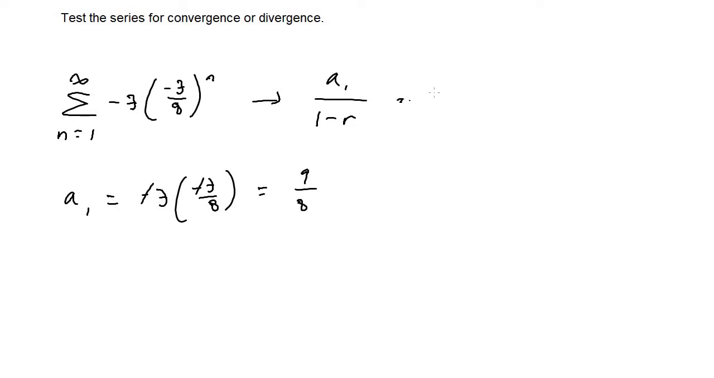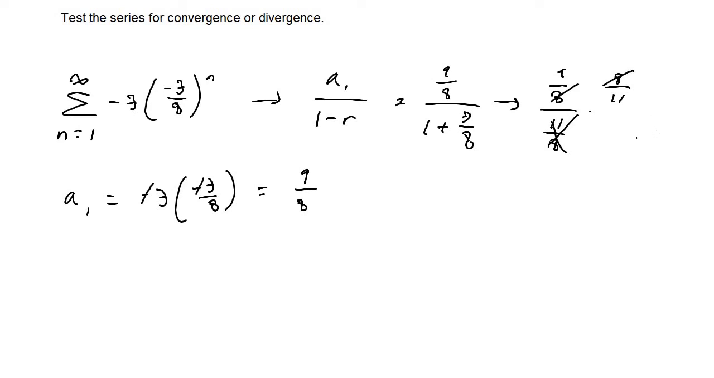So we have 9 over 8 as a sub 1 over 1 minus r. Once again, r is just the ratio, and the ratio is negative 3/8. So minus negative 3/8 means plus 3/8. Now if we go ahead and simplify here, we have 9 over 8 divided by 1 plus 3 over 8, or 8 over 8 plus 3 over 8, which is 11 over 8. Dividing by 11 over 8 is the same thing as multiplying by its reciprocal. Notice the 8's will cancel, and so this geometric series converges to the exact value of 9 over 11.